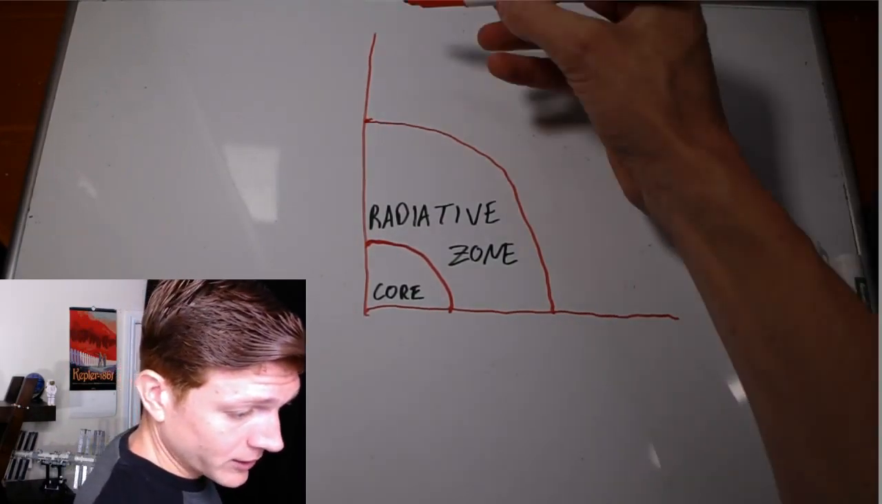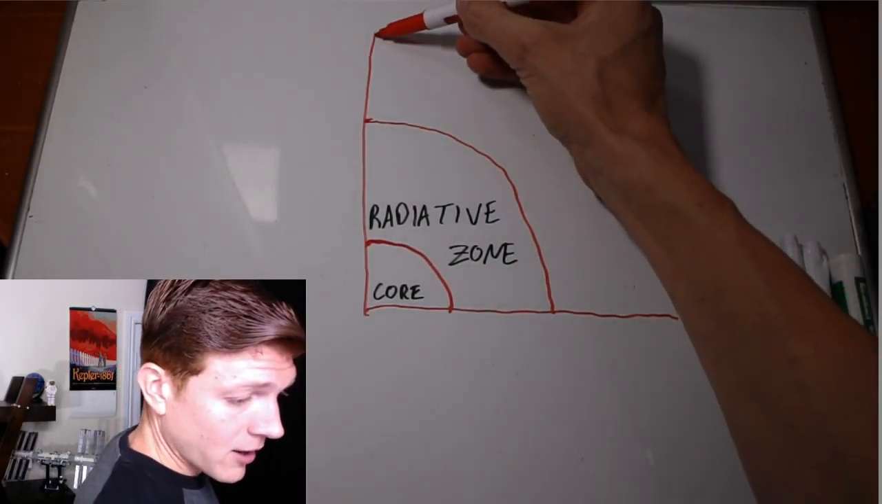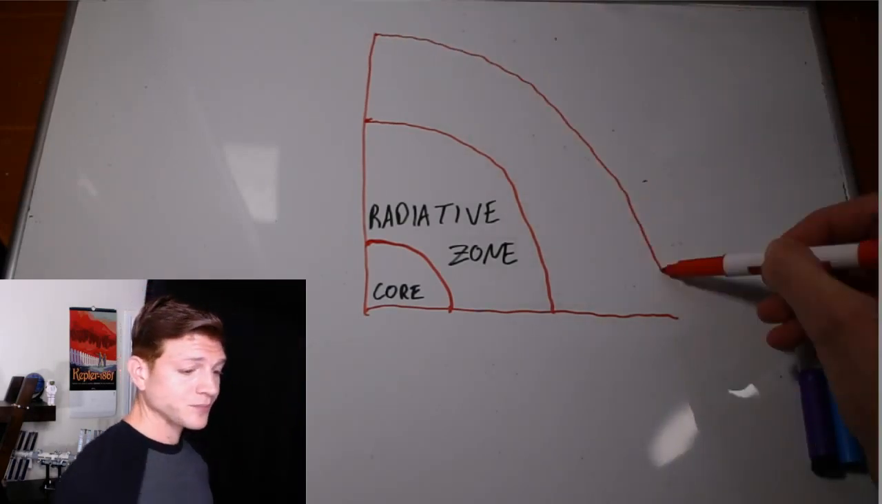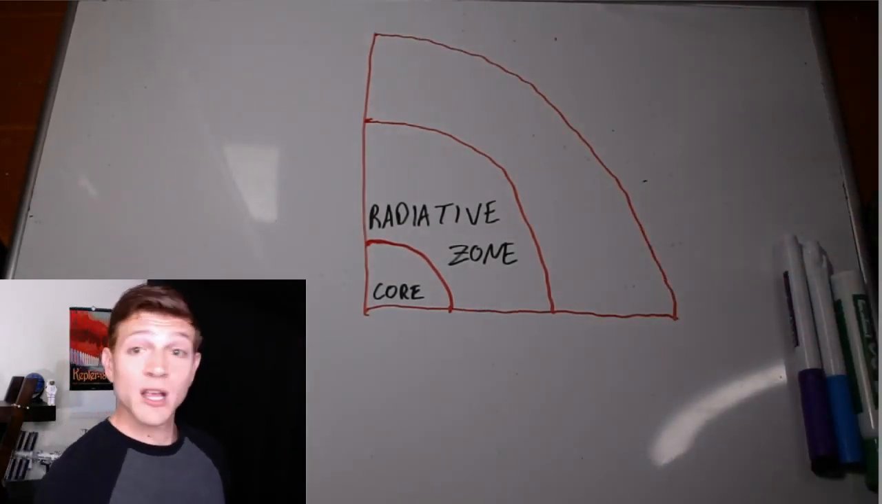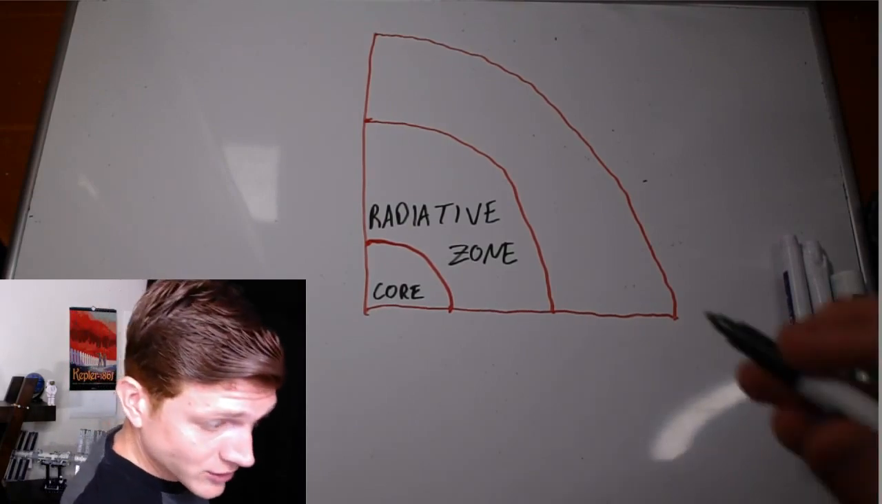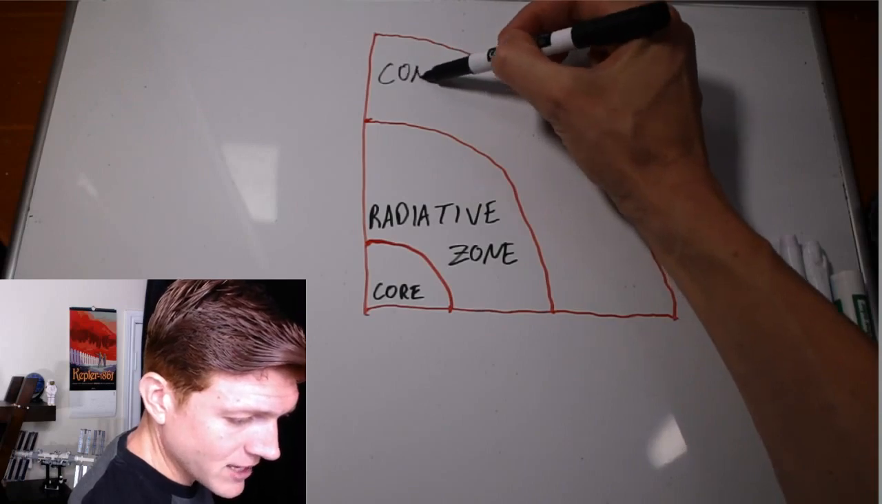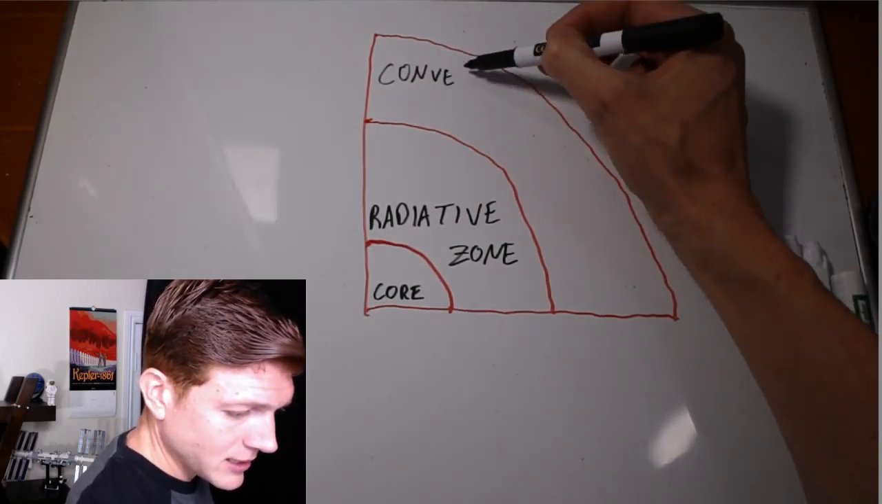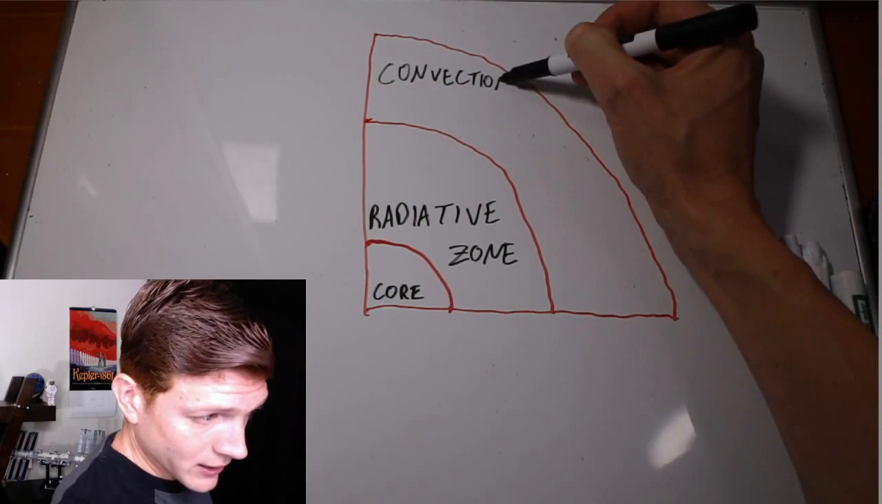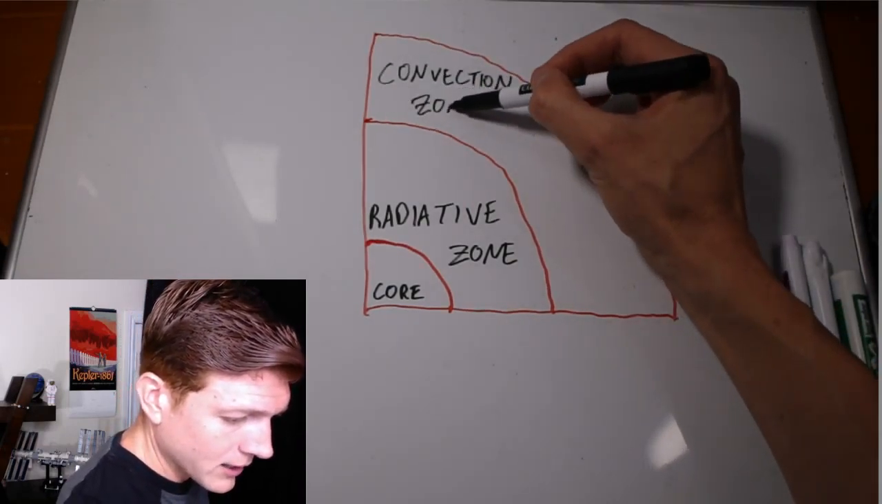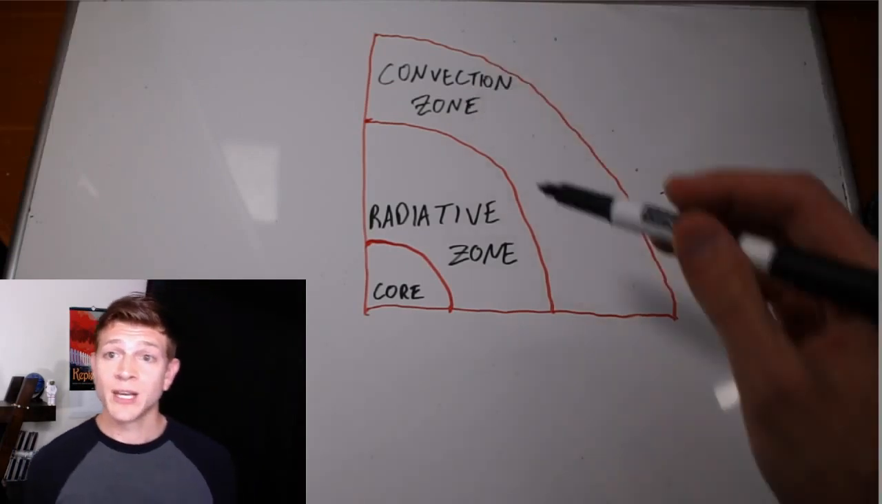So let's draw another one. We're going to draw it up here at the top, right? And then bring it down like this. Okay, so what's this next layer called? This is called the convection zone. So C-O-N-V-E-C-T-I-O-N, convection, and then Z-O-N-E, like that, convection zone.